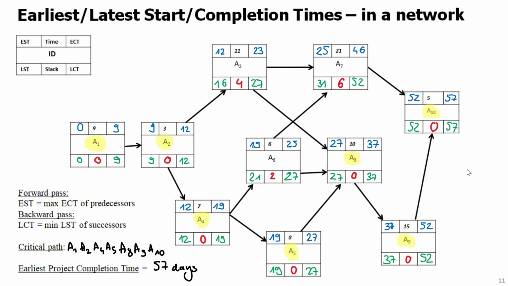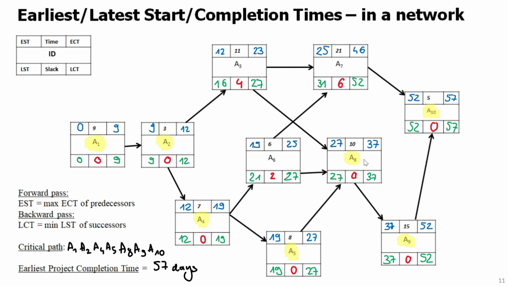So this is also a kind of explanation that is necessary for you to understand why the project completion time is 57 days. It's because of the sum of the durations on the critical path.